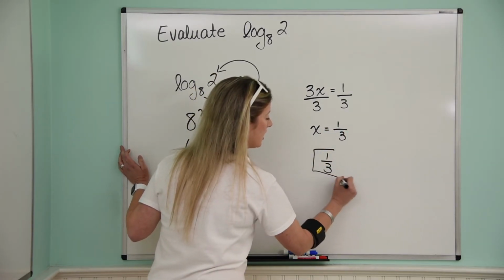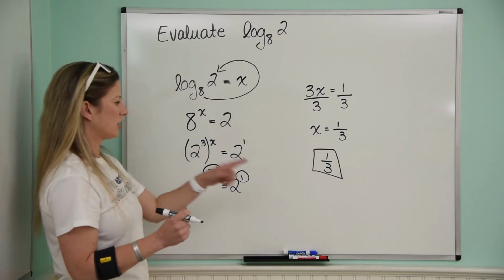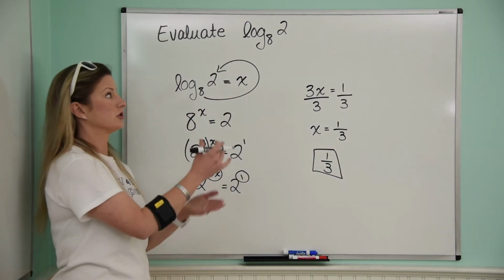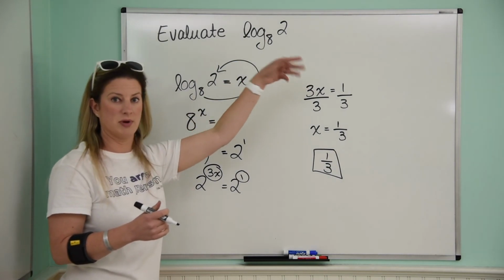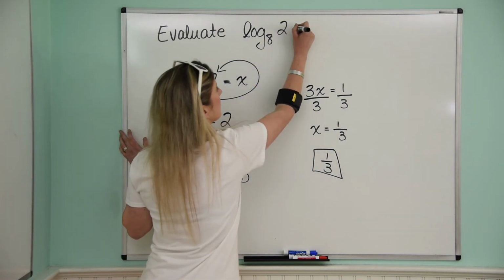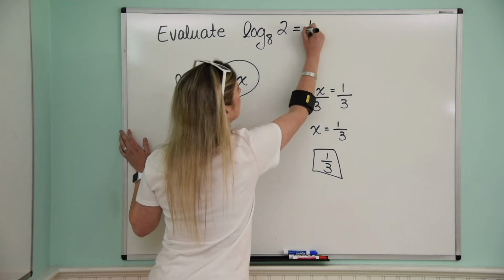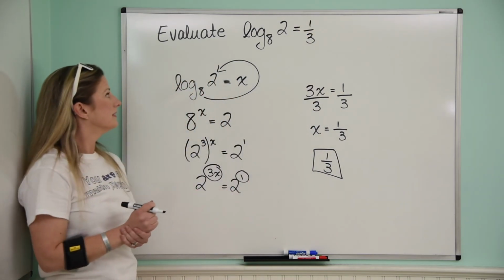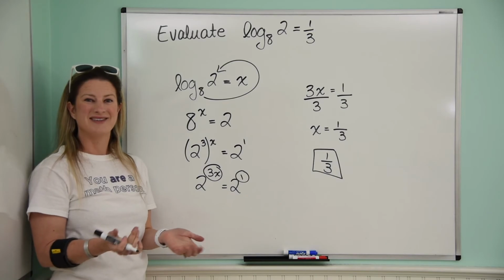Remember, we're not going to write it as x equals 1/3 unless our teacher wrote this as equals x, right? But most likely they won't. So then you just say, okay, so this just equals 1/3. Awesome. So there you go.